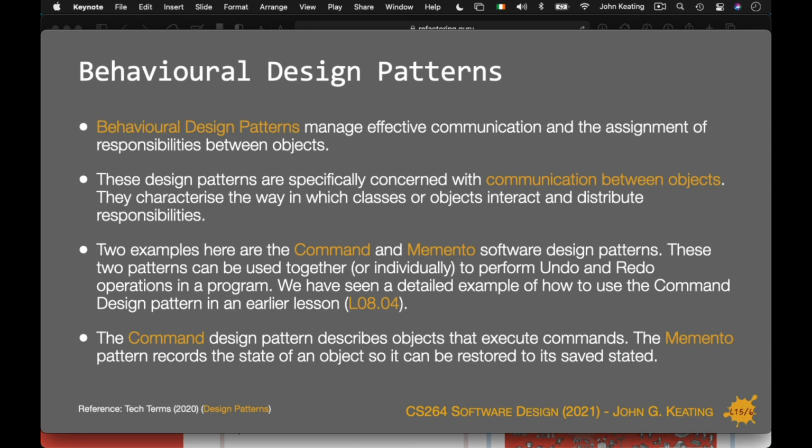And then we have the behavioral design patterns. They manage effective communication between objects and the assignment of responsibilities between them. They're concerned with communication between objects, and they characterize the way in which classes and objects interact and distribute responsibilities. So these are like the methods that are ultimately called. Two examples are the command and memento patterns. They can be used together or individually to perform undo or redo operations in a program.